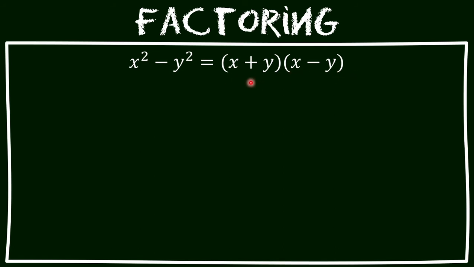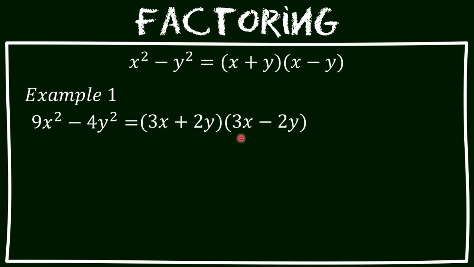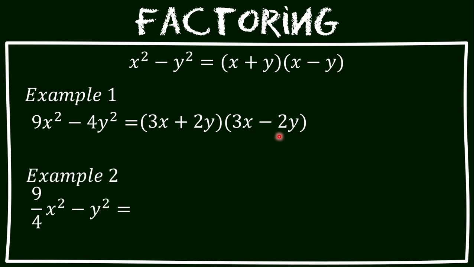To grasp this form more, we will have example number 1. 9x squared minus 4y squared. We get the square root of 9x squared. What's the square root of this? That will be 3x. And the square root of 4y squared, since these two are perfect squares, is 2y. If we follow this form, the answer will be 3x plus 2y and 3x minus 2y.